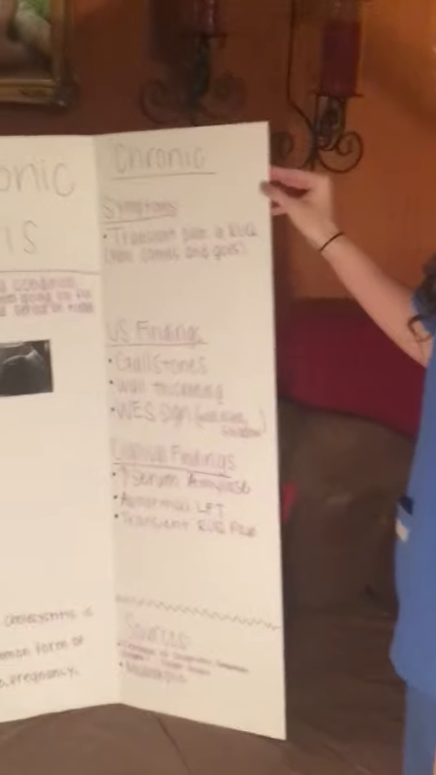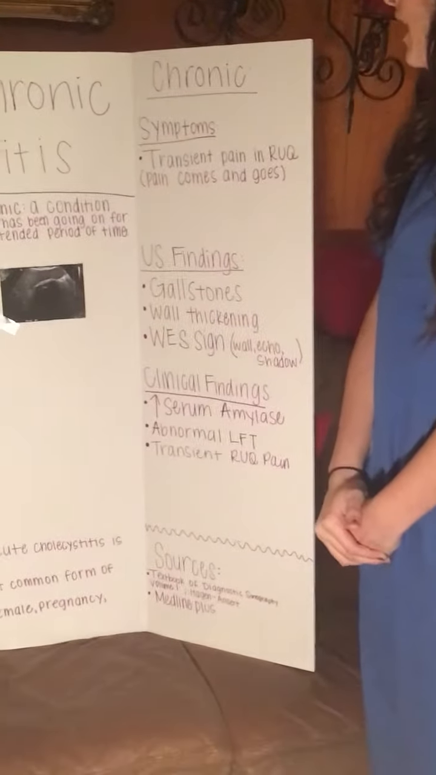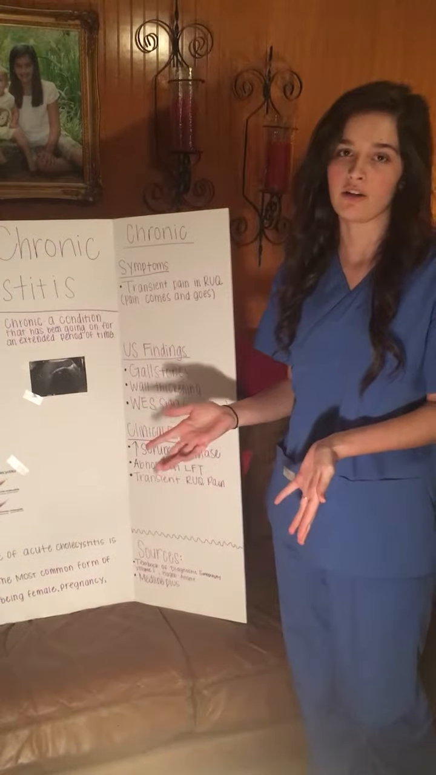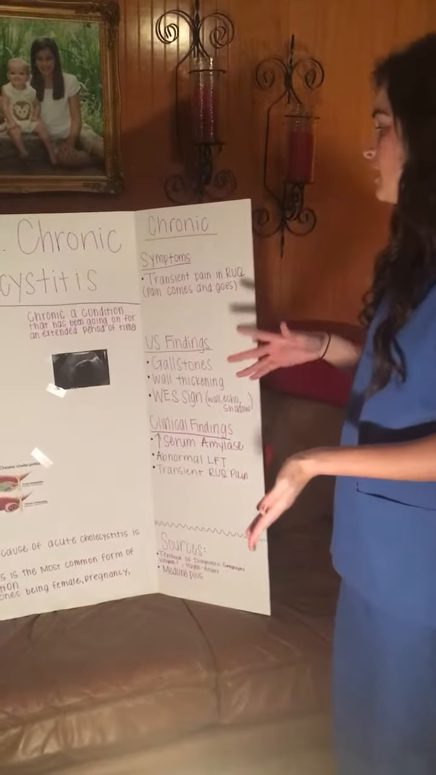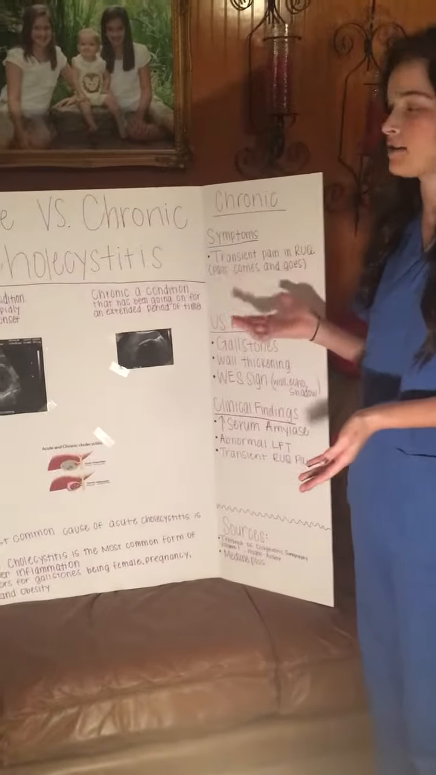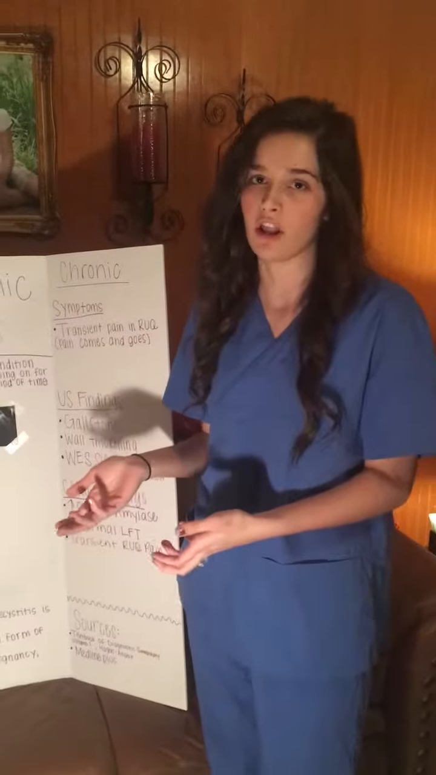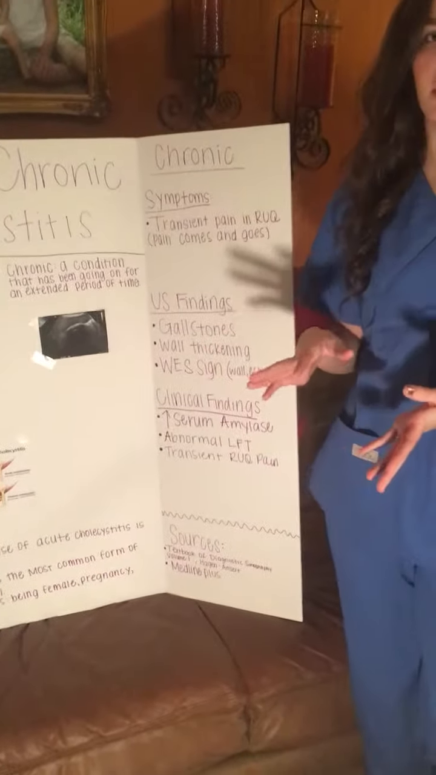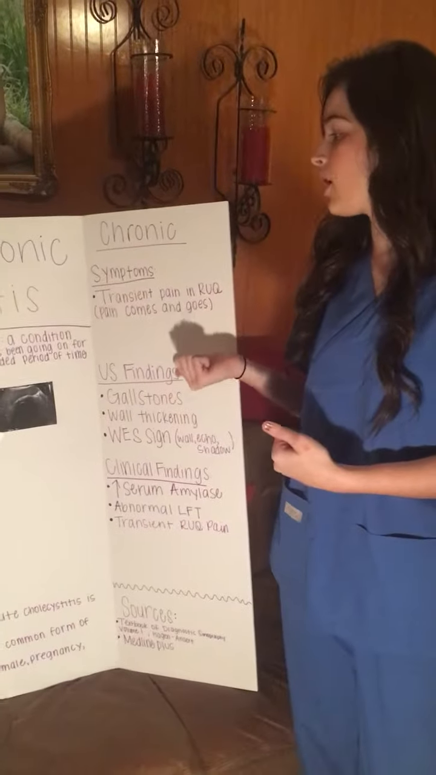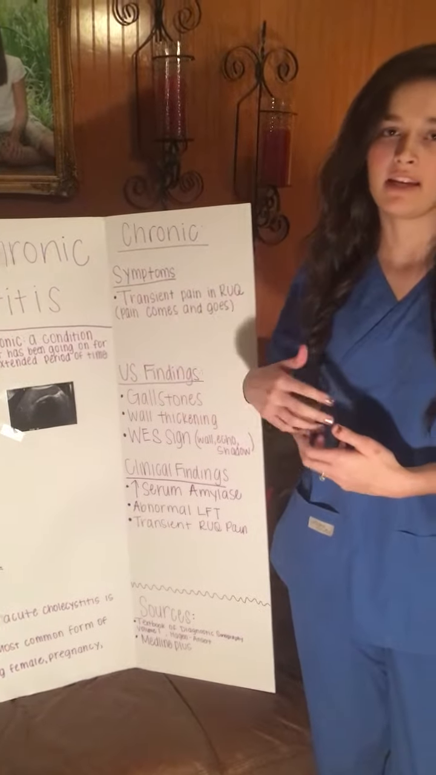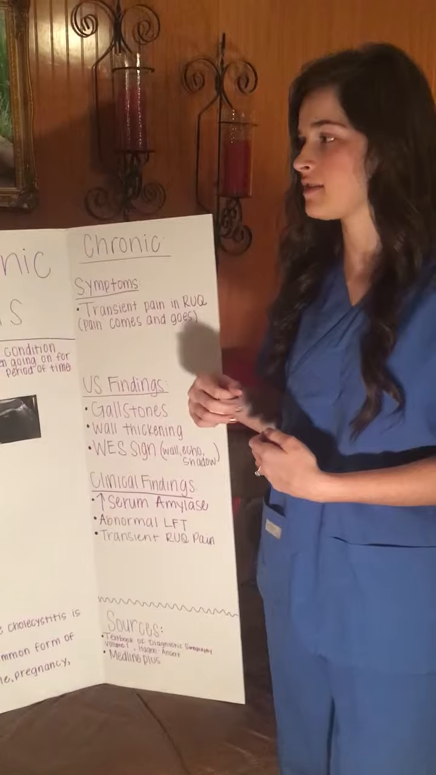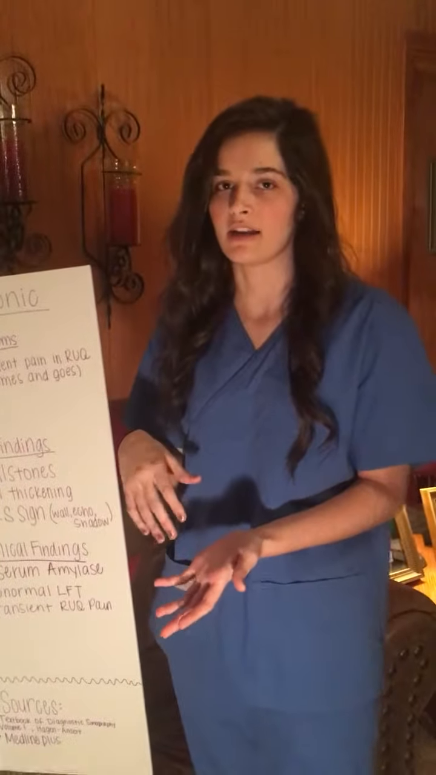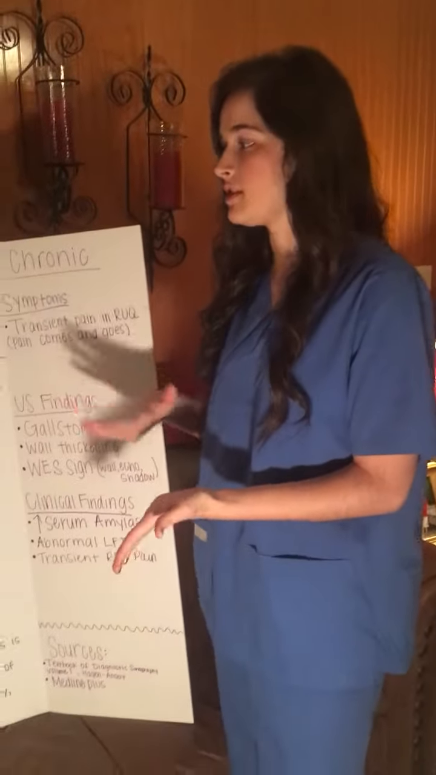Some symptoms of chronic cholecystitis are transient pain in the right upper quadrant. What that means is the pain comes and goes, and you have to remember that chronic cholecystitis is when this has been going on for a long period of time. Also, some of the symptoms may be similar to acute cholecystitis, because chronic cholecystitis is repeated attacks of acute cholecystitis. So it's just been going on for a long period of time, while acute cholecystitis is just the sudden onset.